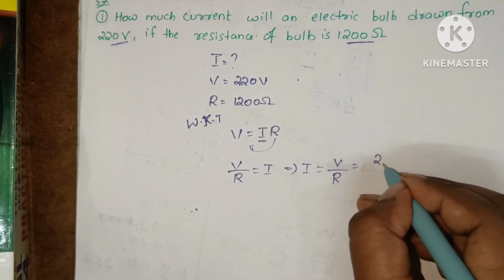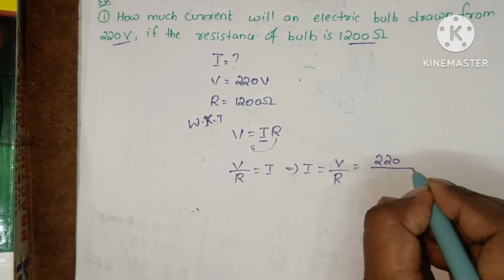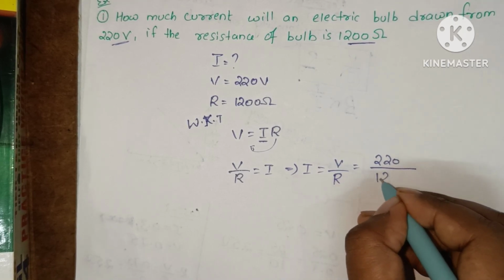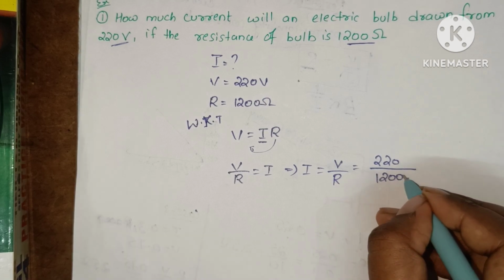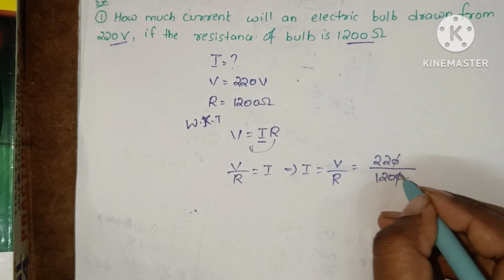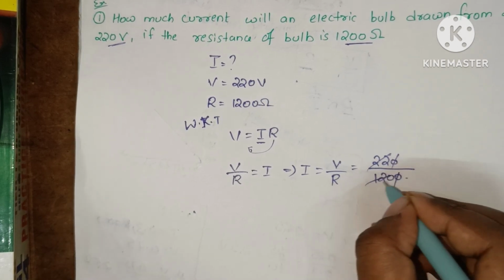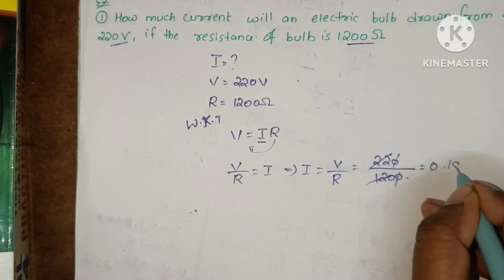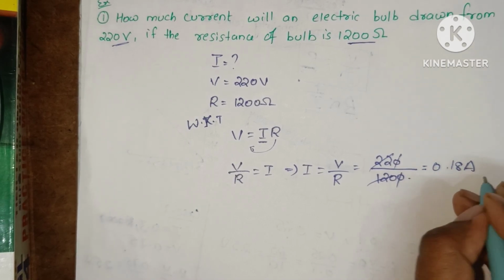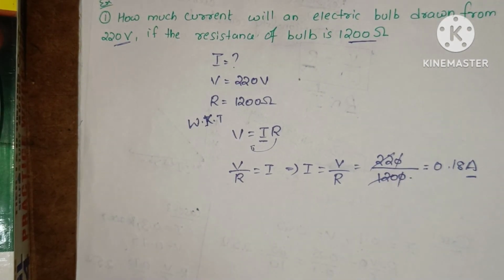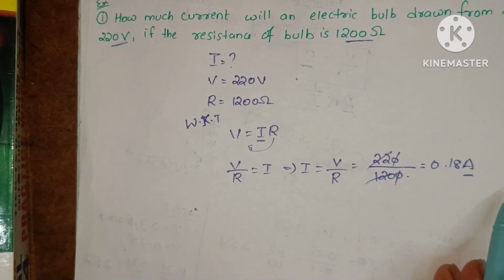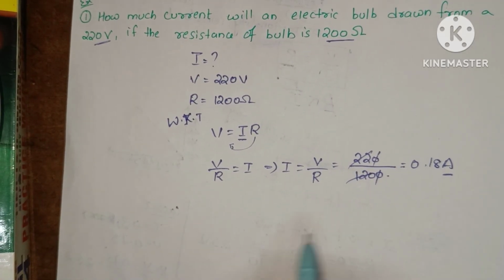So V is 220 volt, by resistance 1200 ohms. Here the zeros cancel. In 120, how many times will 12 go? 0.18 amperes. Here you should not forget units. Current unit is ampere, so I wrote ampere. Okay, next question.